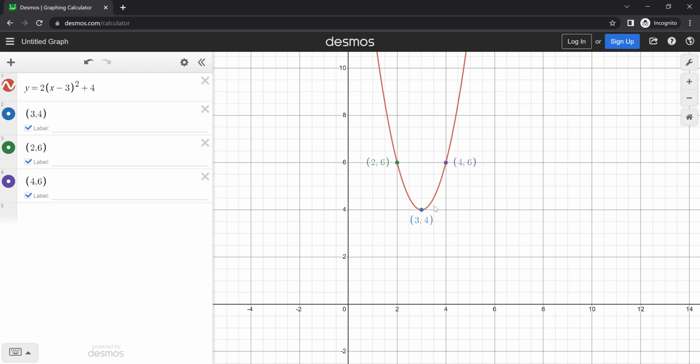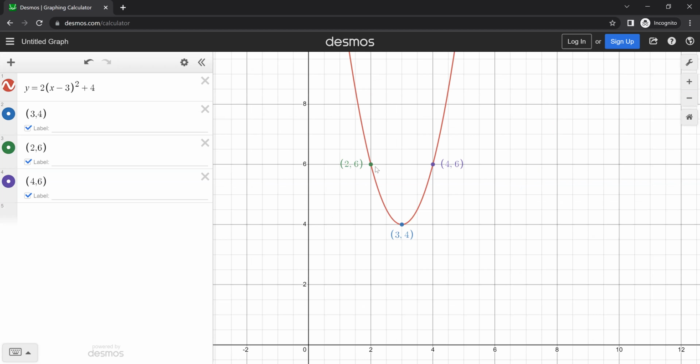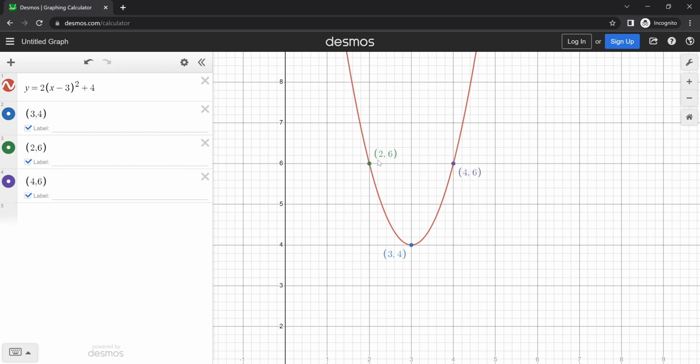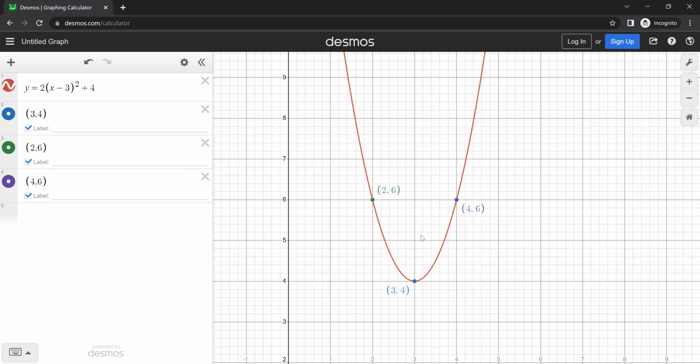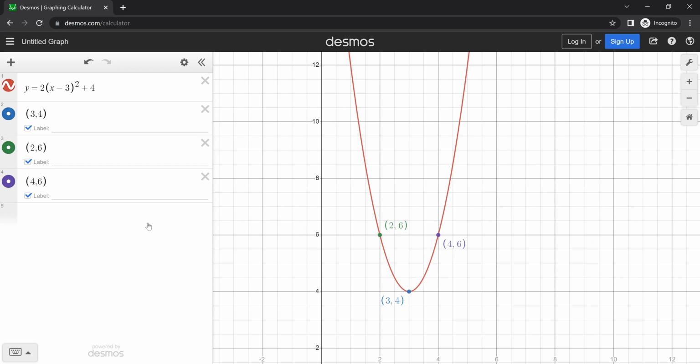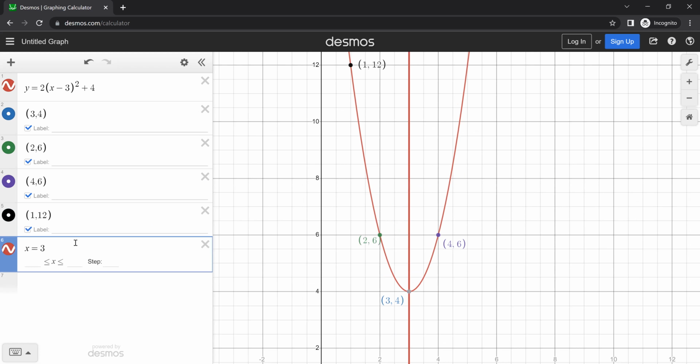See here is that these points are equidistant away from that vertex. Like it's one smaller, one larger, and that's really the most helpful thing when it comes to graphing. So here's another point, (1, 12), that you can see on the graph. And then the idea is that it's reflected over this line here.